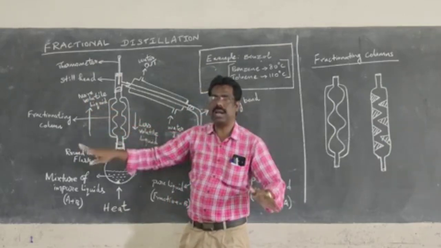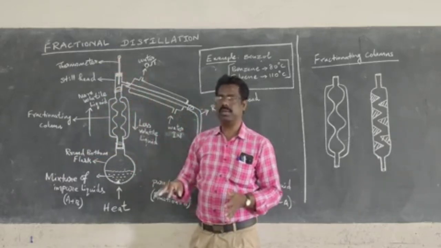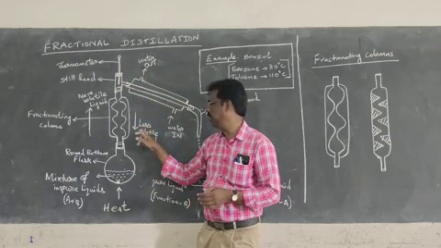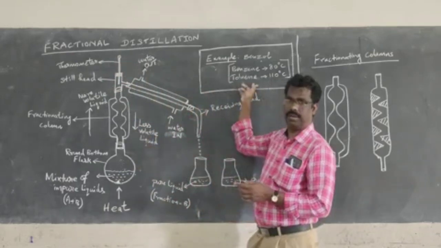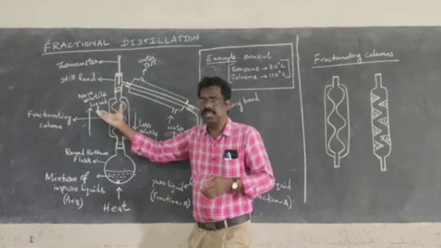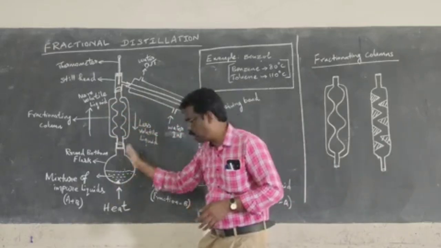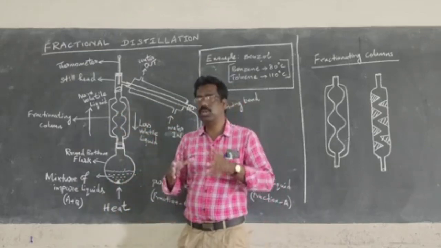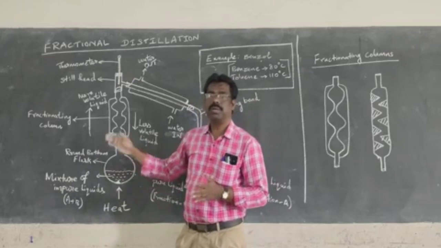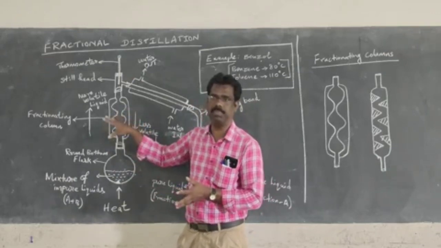It will not get condensed and it will pass through this fractionating column. But the liquid which has a less volatile nature, which is our toluene, will get condensed inside this fractionating column itself and come down to the round bottom flask. This fractionating column is used for separating benzene and toluene in this setup.